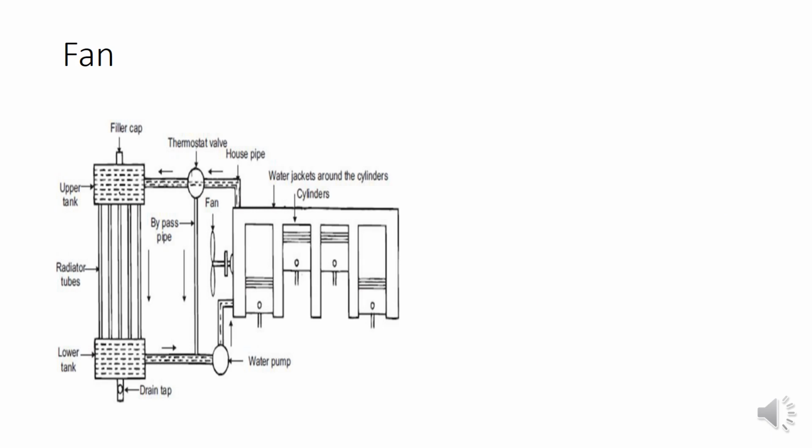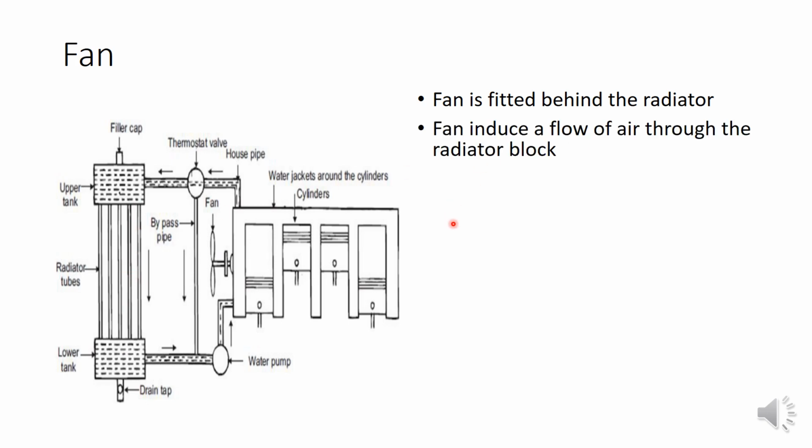And the third component is a fan. Here you can see a fan. The fan is fitted behind the radiator, because we want to circulate the air perpendicular to the radiator tubes. So air is blown in this direction while the water is flowing in this direction through the tubes. Its function is to induce a flow of air through the radiator block. If the fan is not used, the airflow will be very small, by natural convection only. So to increase the heat transfer, we use a fan for forced circulation of air.